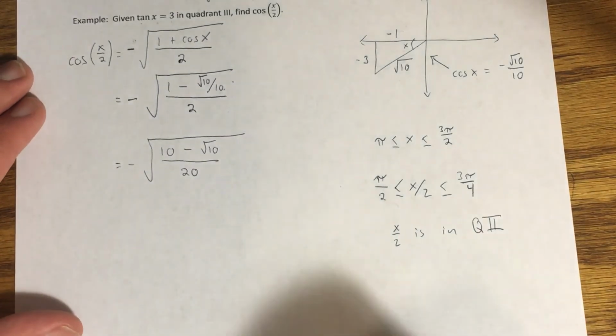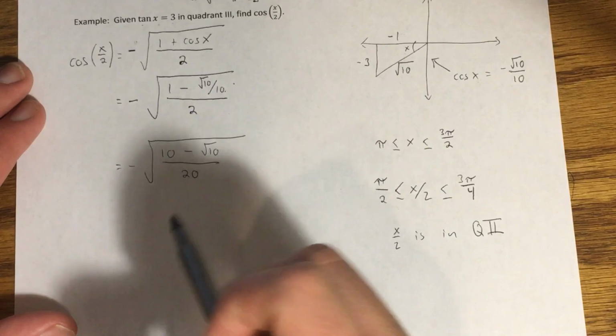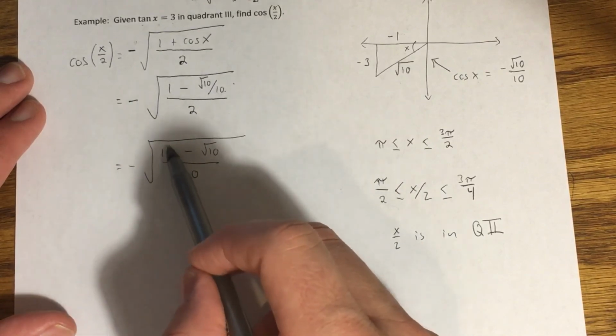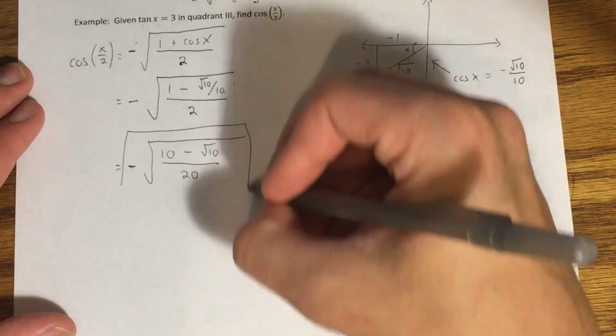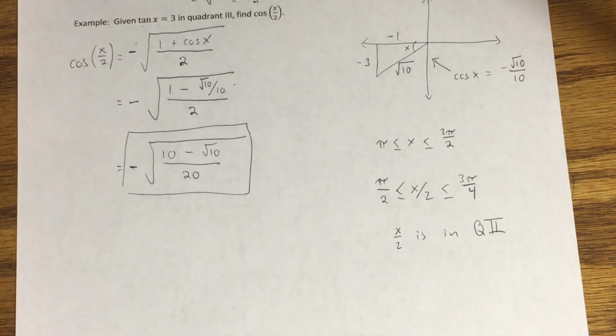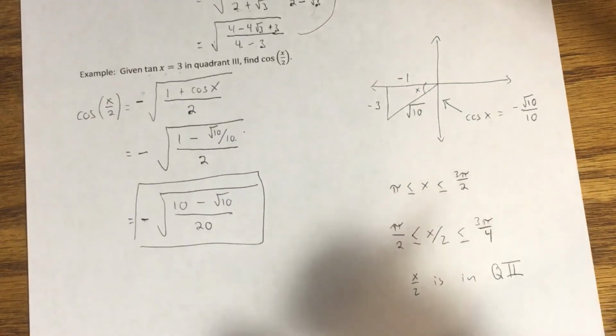I'm going to leave my answer in this form. Technically, I could rationalize this because I would be taking the square root of my numerator and my denominator, but I don't really see the harm in just leaving my answer in that form. Okay? That's going to wrap up section 9.3.